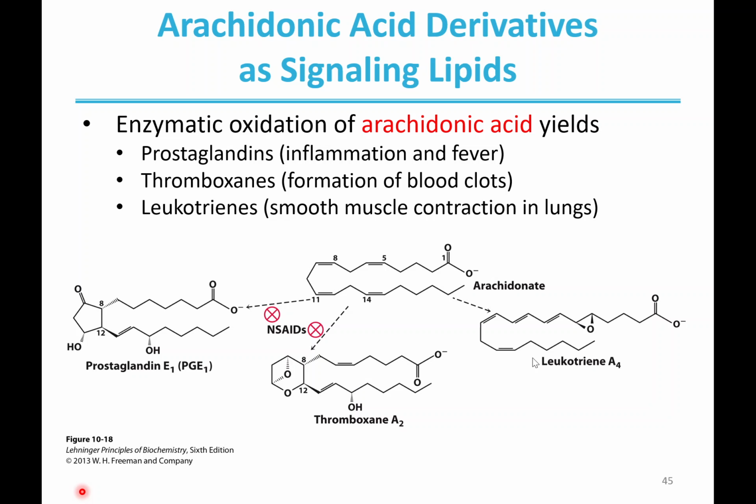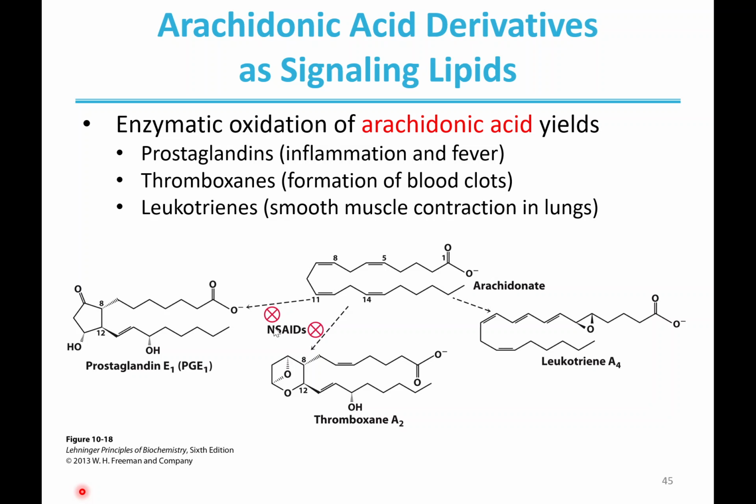And leukotriene is the other one, and that's smooth muscle contraction in the lung. So we won't really talk about that one. These other ones, prostaglandin and thromboxane, are the ones that I would expect you to remember. Prostaglandin is for fever and inflammation. Thromboxane is blood clotting, right?